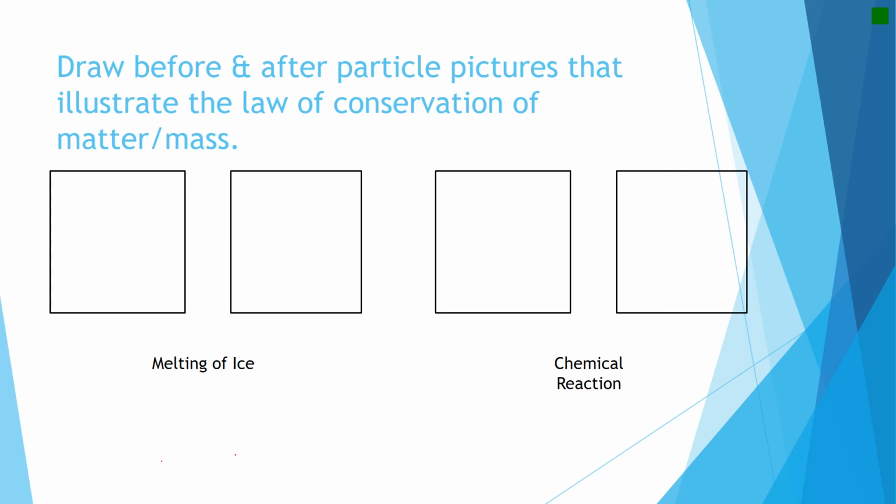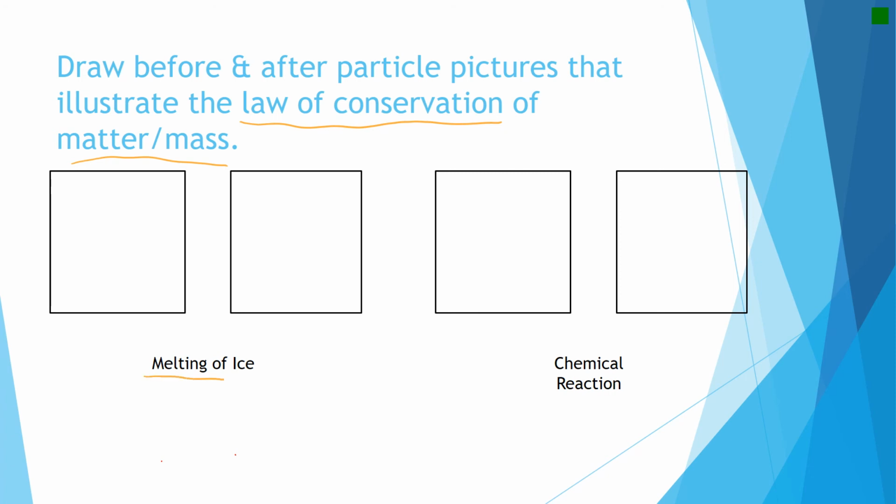Okay, so the first one is I need to draw before and after particle pictures that illustrate the law of conservation of matter and mass. Knowing the law of conservation of matter and mass states that matter in the beginning has to be the matter in the end, which if I fill in with my layman's definition of mass, the amount of stuff I start with is the amount of stuff I have to end with, which means the amount of particles I start with is the amount of particles I end with. I need to represent that. So you literally need to count your particles in the beginning picture, and count your particles in the end, and they have to be the same.